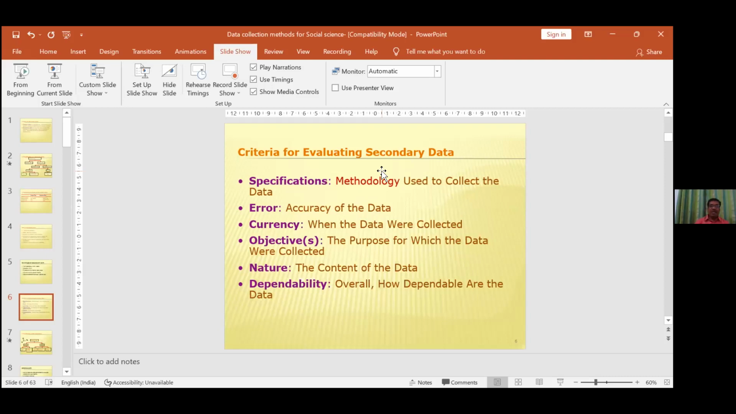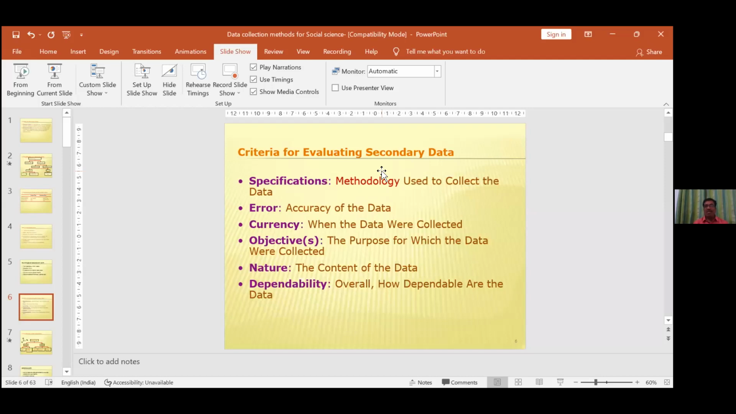Similarly, let's take secondary data. First, you should identify what research methodology was used to collect the data. For example, sometimes they may not use any research methodology for collecting data.